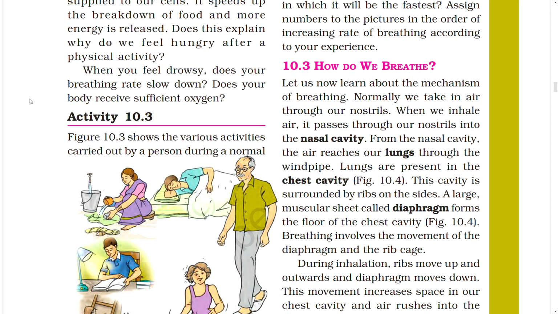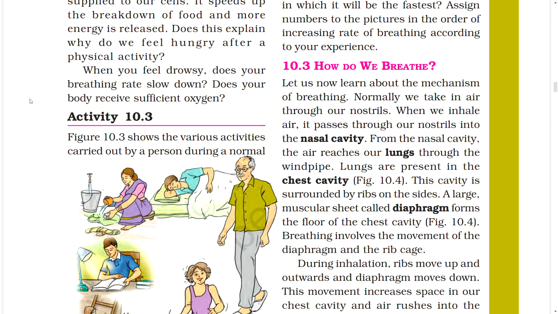10.3. How do we breathe? Let us now learn about the mechanisms of breathing. Normally, we take in air through our nostrils. When we inhale air, it passes through our nostrils into the nasal cavity. From the nasal cavity, the air reaches our lungs through the windpipe. Lungs are present in the chest cavity.